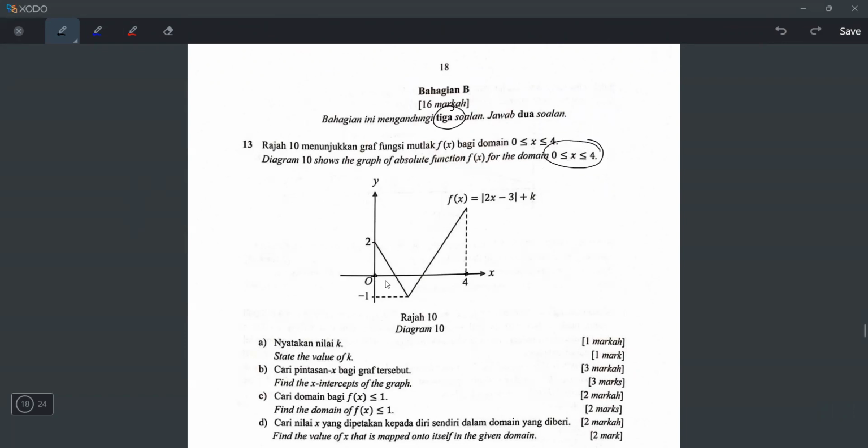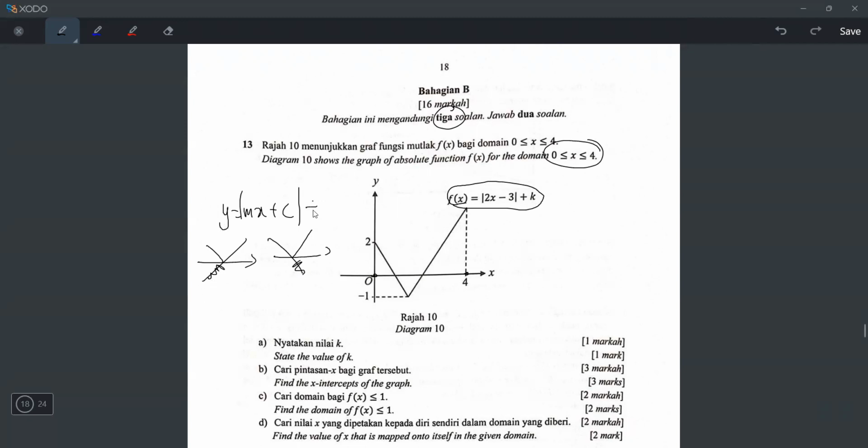That's the domain. And then (a) state the value of k. If you look at this equation, it's modulus 2x minus 3 plus k. That is why it looks like a V shape. Because if I give you y equals mx plus c, you will get a straight line like this, or like this, right? But if I put modulus, then everything below the x-axis will reflect up, and then this one will erase, this one will erase. Because that's what modulus does.